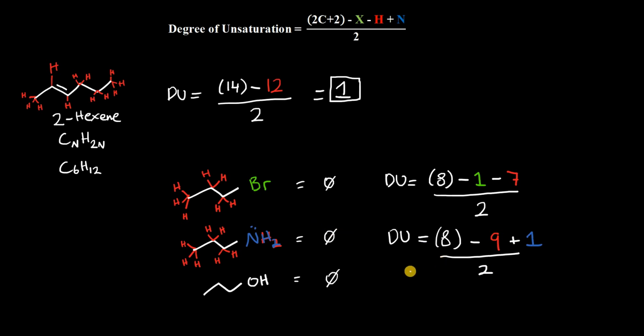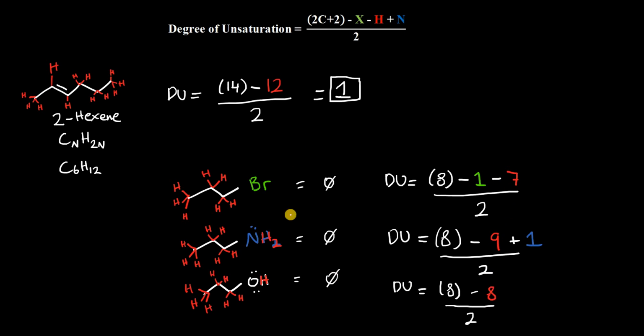Now you can probably see the pattern here. If you calculate the degree of unsaturation for propanol, you would get 0 because the equation would look just like the one for the amine, except instead of 9, we would have 8. So if we add these up, we get 7. We add this, we get 8. 8 minus 8 gives us 0. Divide by 2, again, it gives us 0.